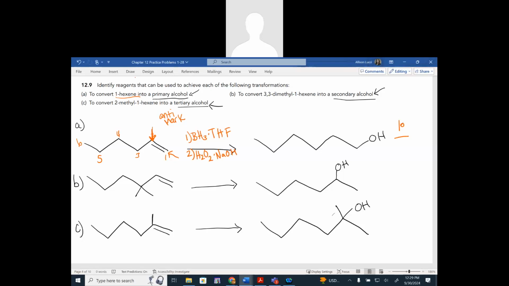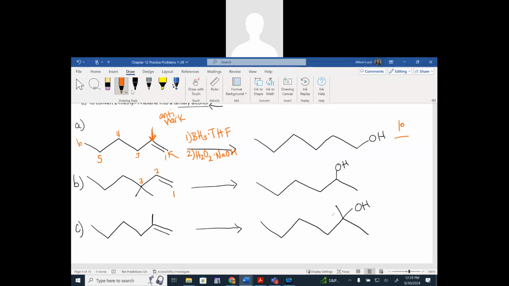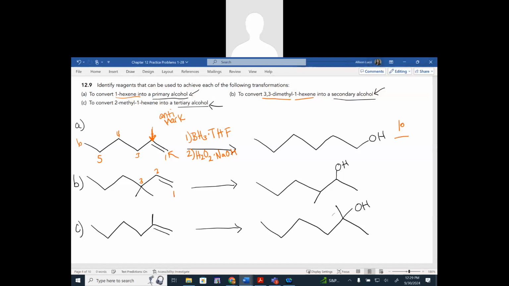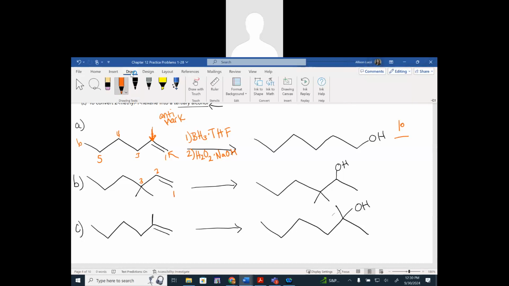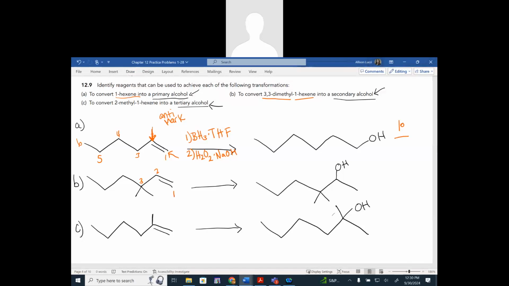In part B, we are given 3,3-dimethyl-1-hexene. So the 1-hexene part is the same, 1, 2. On our carbon 3, we see that we have 2 methyl substituents, and I just realized I did not draw those in our product. They're still there. They haven't disappeared, but what has changed is that our double bond, we've performed an addition reaction again to transform this alkene to an alcohol.